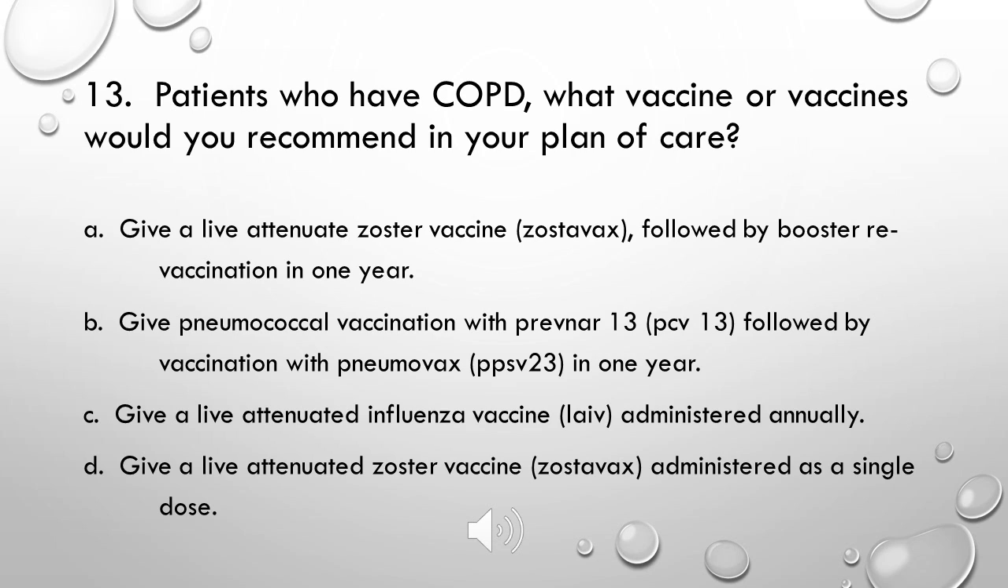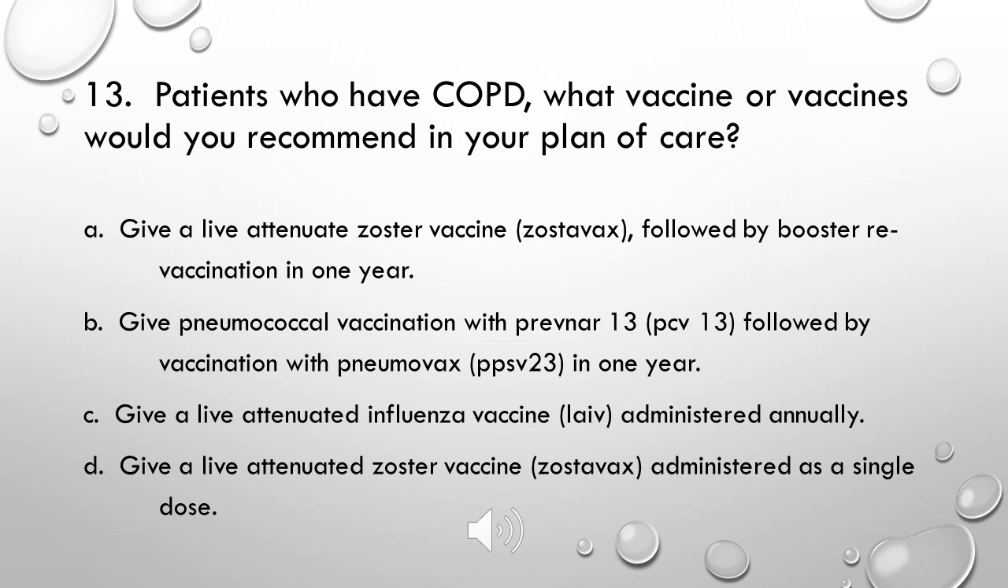Patients with COPD should also receive seasonal influenza vaccination using either trivalent or quadrivalent inactivated vaccine. Live attenuated influenza vaccine should be avoided in individuals with airway disease. A single dose of live attenuated zoster vaccine is recommended for individuals 60 years or older.